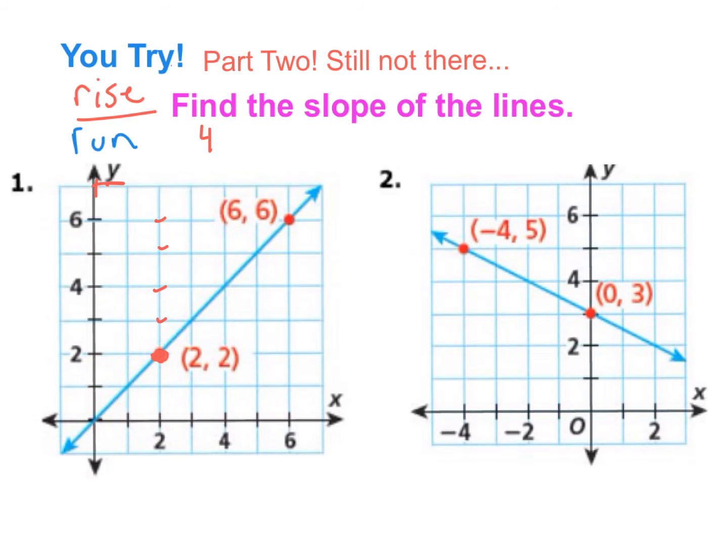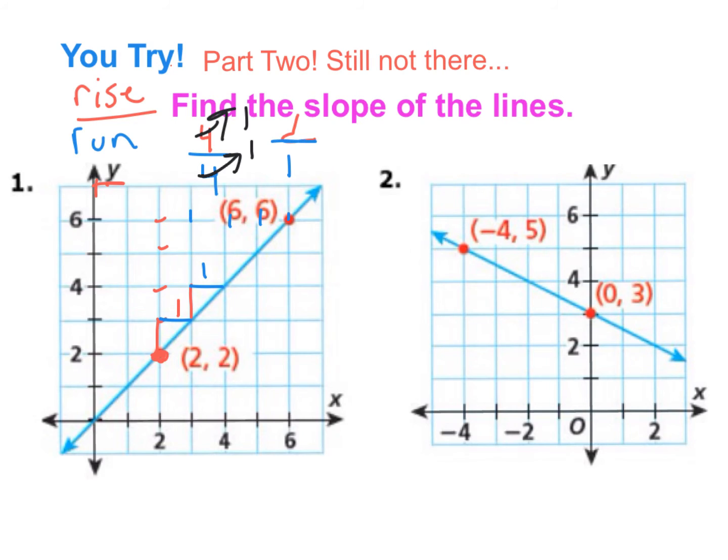Now, how far did I go over? 1, 2, 3, 4. So I went over 4. If we simplify, or divide by the greatest common multiple, that would turn to 1, that would turn to 1. And so our slope now is 1 to 1. So for every 1 box I rise, I move over 1 box. And that gives us our staircase of 1 to 1.